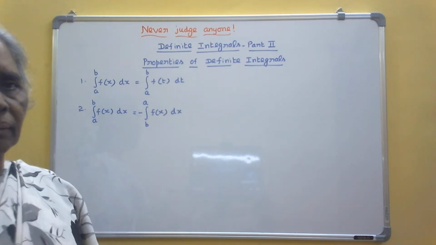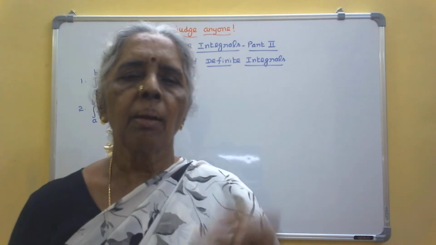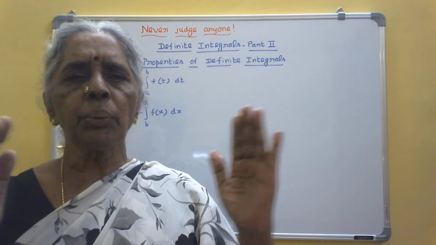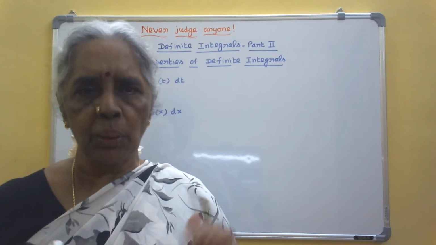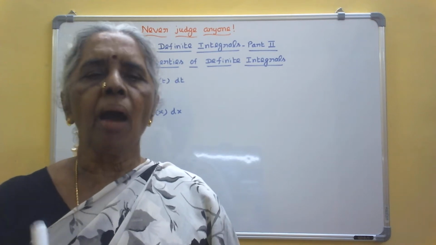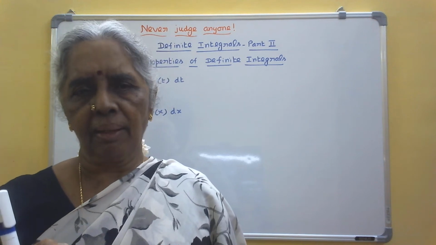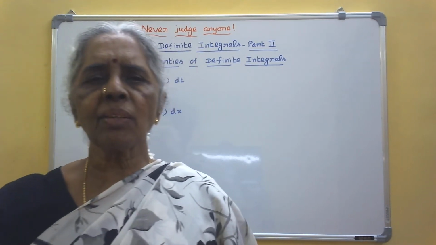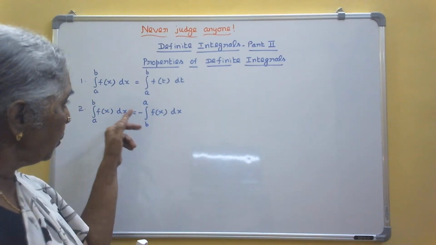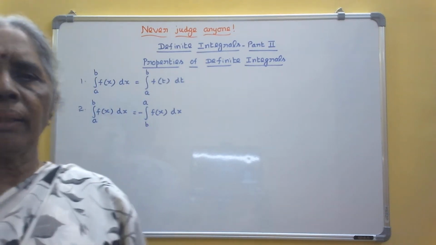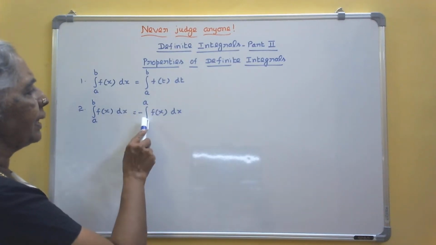Coming to the second one, integral a to b f of x dx is equal to minus integral b to a f of x dx. This property we will be using when our lower limit is a bigger number and the upper limit is a smaller number. That time we can introduce a negation or we can remove a negation, and then we will interchange the limits and write it.